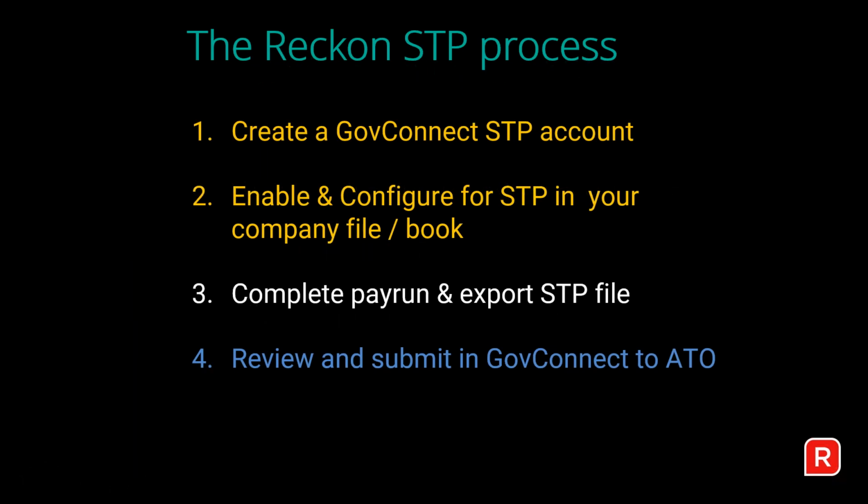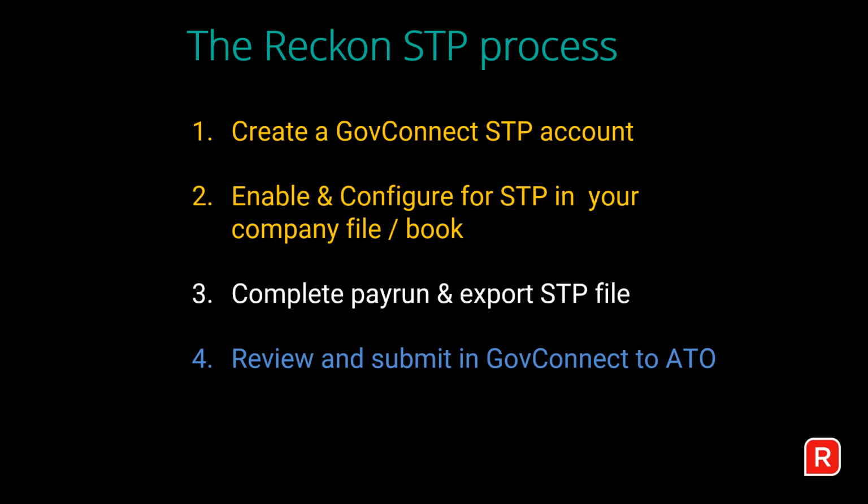Okay, so just an overall picture of how the Reckon STP process works. The first step is creating a GovConnect STP account. Then what you need to do is enable and configure for STP in your company file or book. This is just checking all the information, and if you're using Reckon Accounts, you may need to switch on the STP functionality. Then what you need to do is complete the pay run and export the STP file. And then lastly, you just review and submit in GovConnect to the ATO.